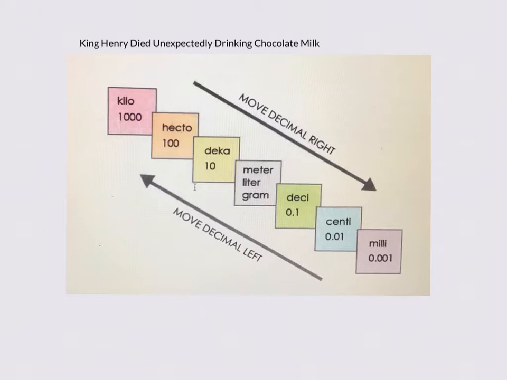And all these things here, kilo, hecto, deca, deci, centi, milli, are all prefixes to these words here, which are meter, liter, and gram. Those are the base units that are used. So if you have a kilometer, that means you have 1,000 meters. So if you have a millimeter, that means you have a 1,000th of a meter.